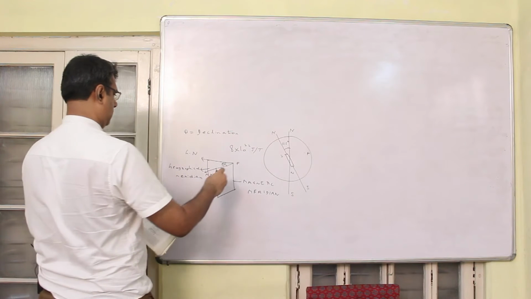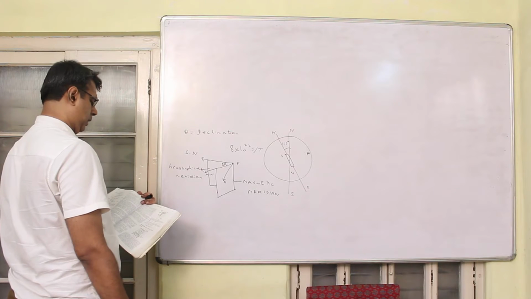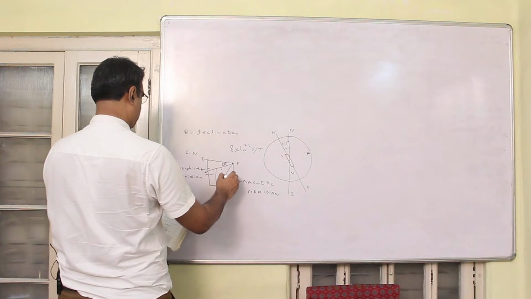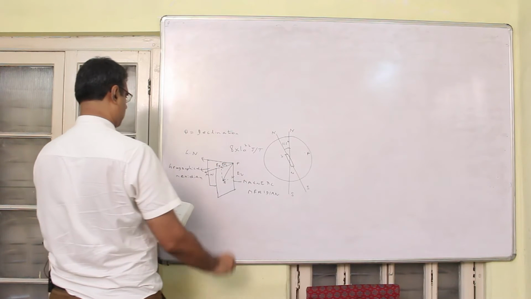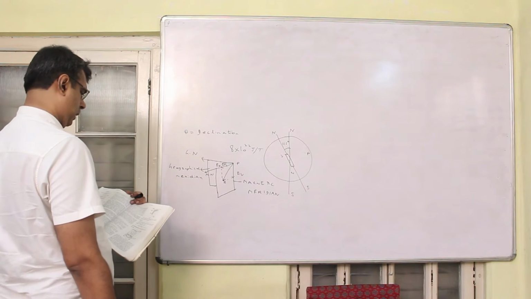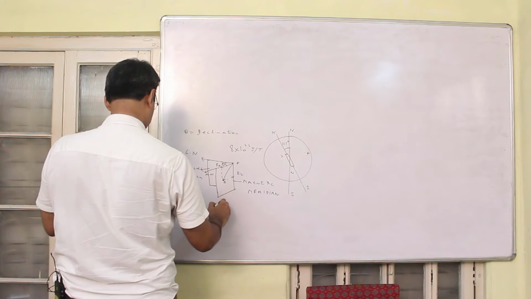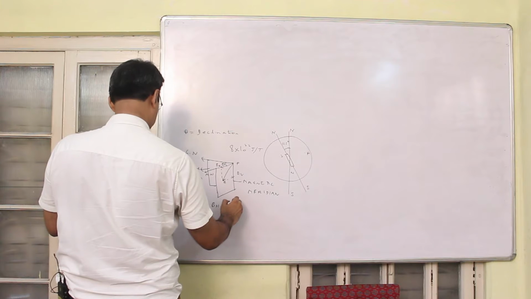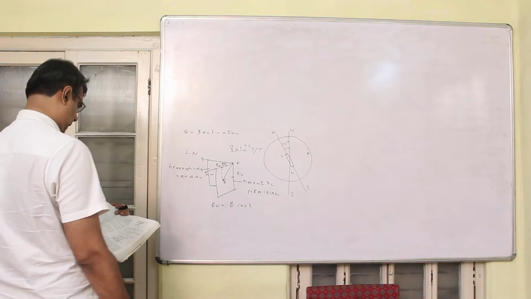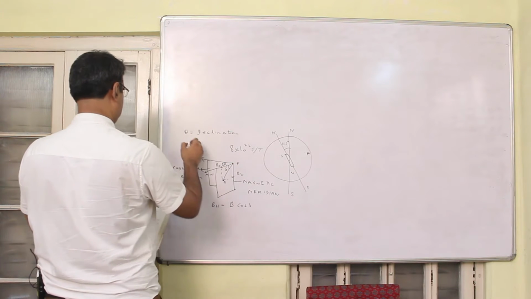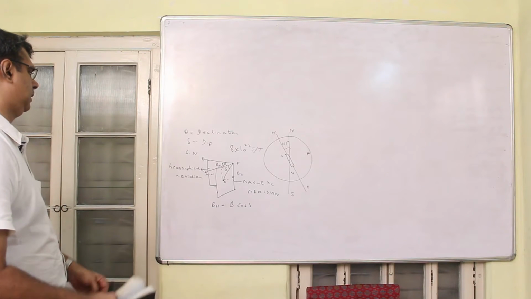Also, the resultant magnetic field is represented by B. The vertical component is BV and horizontal component is BH. And the relation between them, BH is equal to B cos delta, where delta is called the angle of dip. So these are the various parameters.